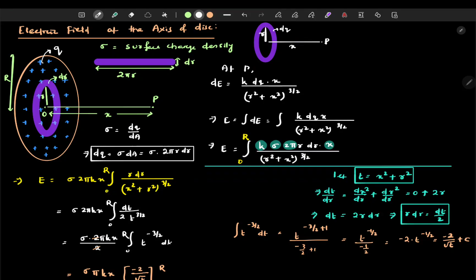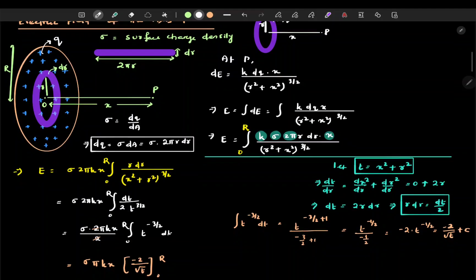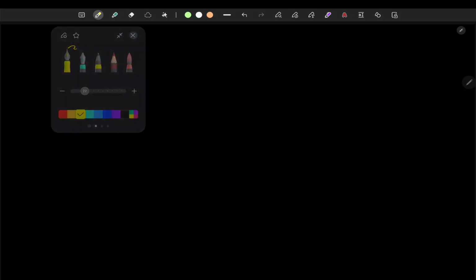Next part is electric field at a point. Give the heading: electric field at a point. Note all these things in your copy properly. After that start to revise. So next topic.